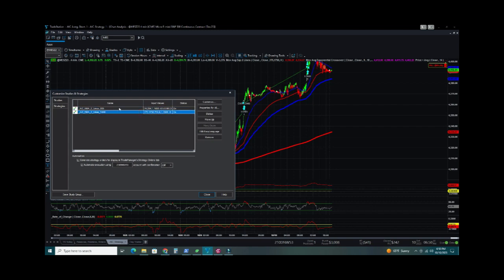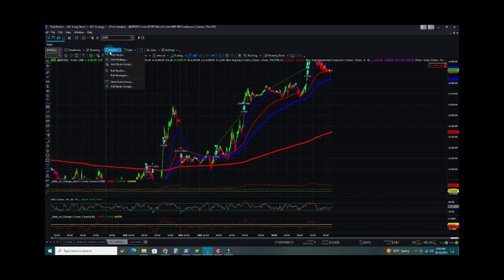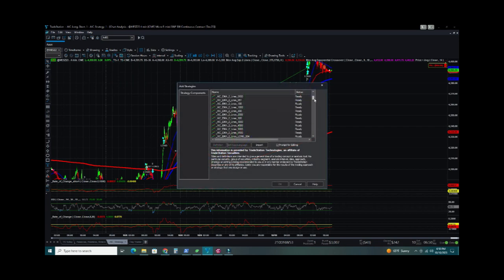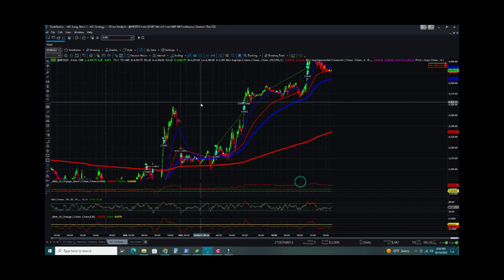And you can just keep adding. You can keep adding strategies here, and you can do edit, add strategy, and you can keep adding strategies. There are multiple strategies by default, but these are the ones that I built with my own knowledge of trading, right? And my own way of trading.